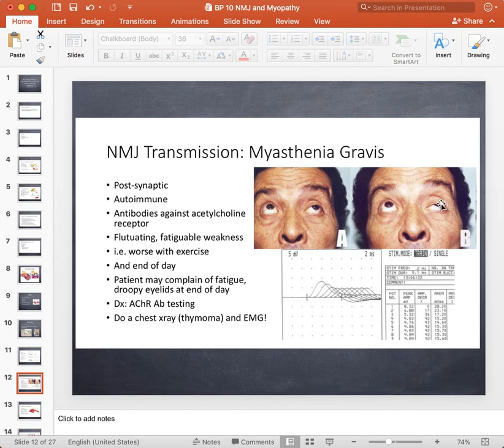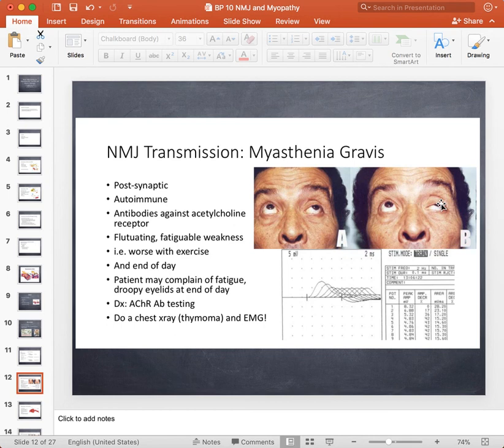Asadi. All right, so again, just to recap, it's postsynaptic. Again, we're talking about something that's autoimmune. Here the antibodies are against the acetylcholine receptor on the postsynaptic part of the membrane. The nicotinic acetylcholine receptor. Again, it's fluctuating, fatigable weakness, so it's worse with exercise, it's worse at the end of the day. A very common vignette is somebody has droopy eyelids, they're just totally out of it at the end of the day.